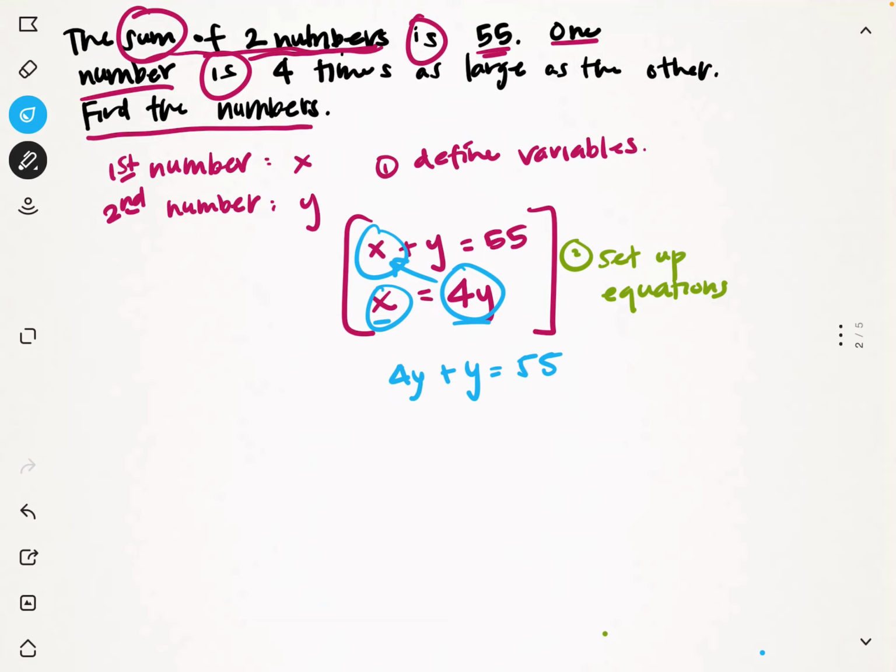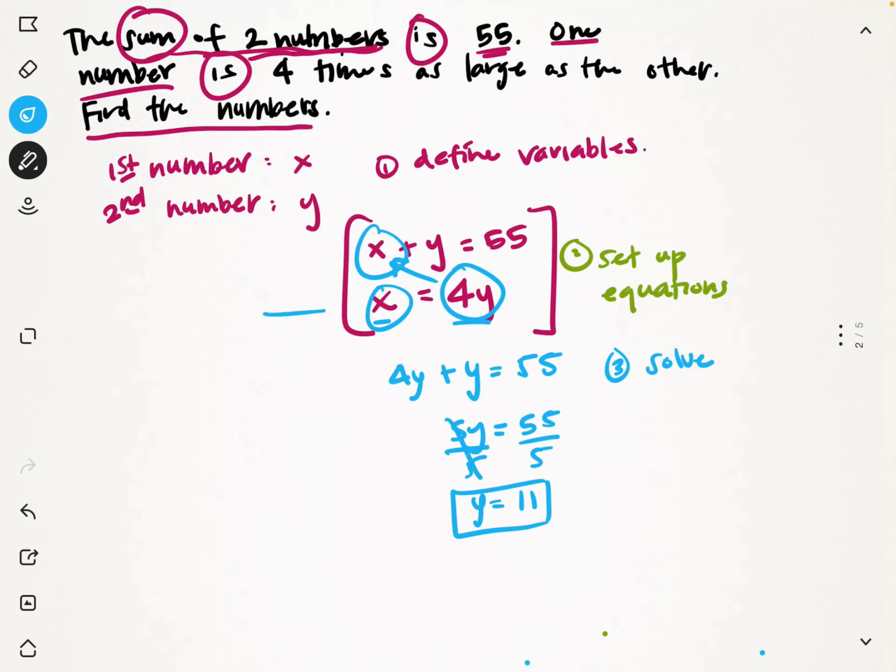So let's clean this up. 4y plus y is 5y equals 55. We're going to divide by 5. So y is 11. Okay, remember we have to go back and substitute back into one of the equations.